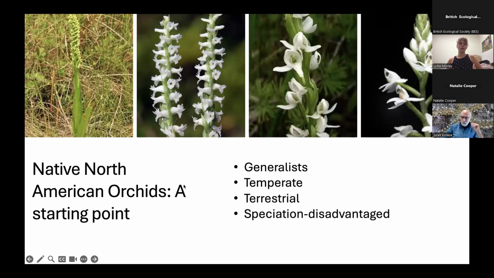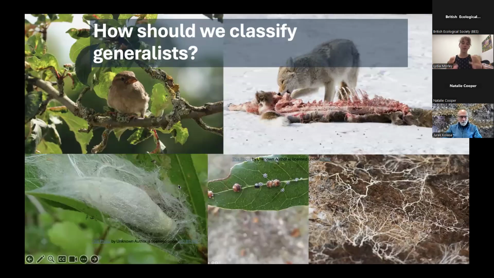But that doesn't mean that they don't experience factors that drive their evolution and ecology in interesting ways. We were really interested in trying to understand how pollinator generalism specifically has played a role in the diversification and divergence of Native North American orchids throughout time. But as I'm sure you can imagine, once we started this task, we got into a real puzzle, which I'm sure many of you have experienced, and that is trying to understand how we should classify generalism at all.